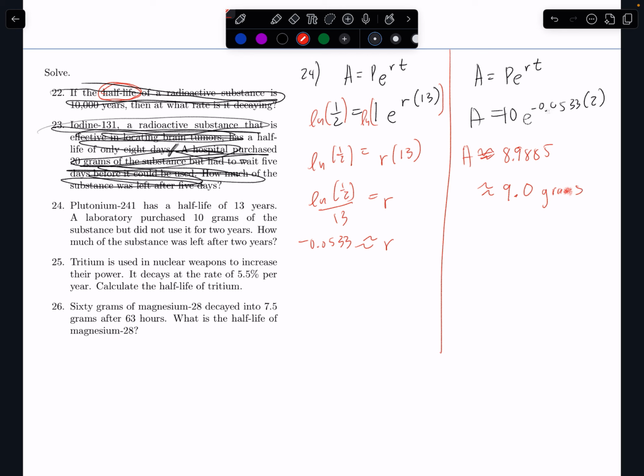Okay, so I lost about a gram. Does that make sense? 13 years half-life, so after only 2 years, yeah, should still have most of it. Yeah, makes sense. That's 24.